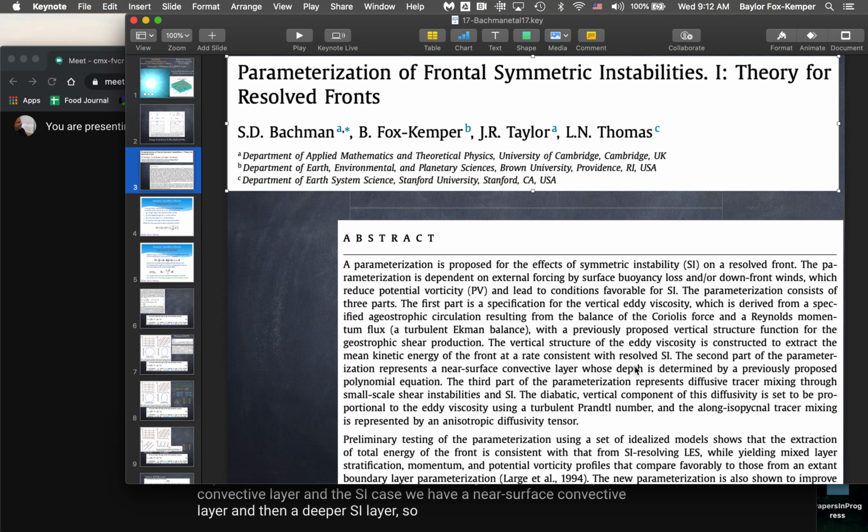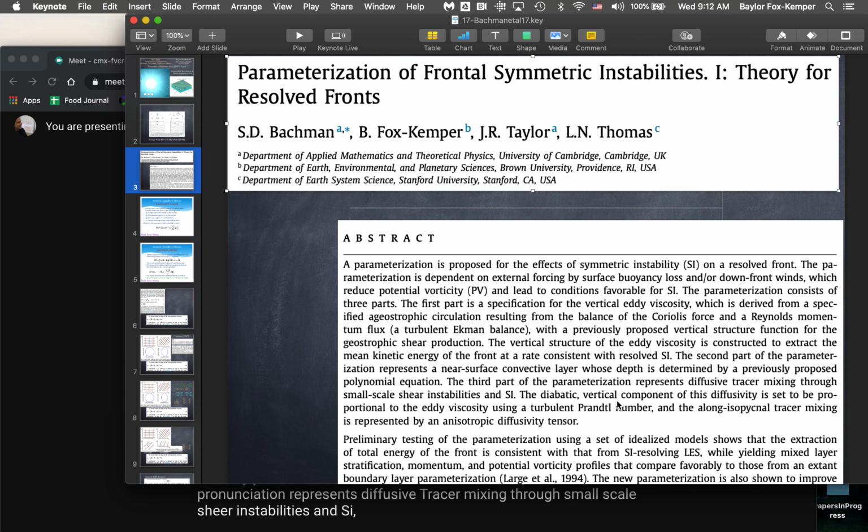So that's the balance of how this works in the symmetric instability case. So we're going to think about how that goes, and that comes into the parameterization in a way we'll see. The second, and then the third part of the parameterization represents diffusive tracer mixing through small-scale shear instabilities in SI.